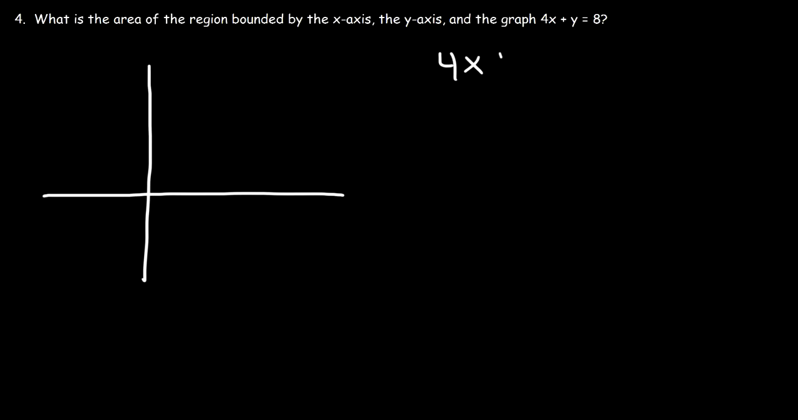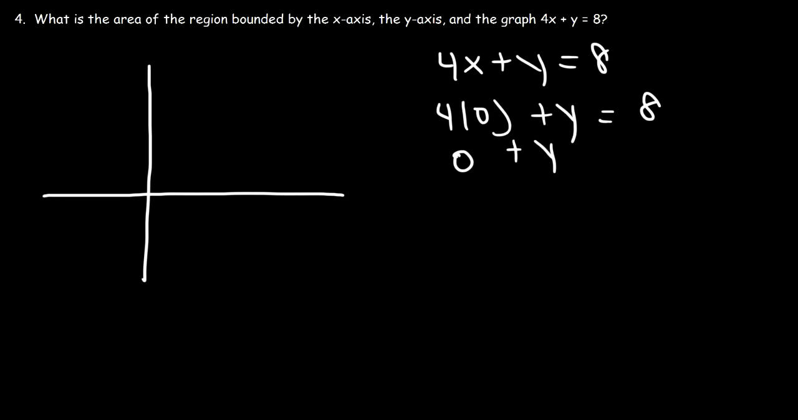So let's start with the y-intercept. How can we calculate the y-intercept of this equation? In order to find the coordinates of the y-intercept, replace x with 0 and solve for y. So 4 times 0 is 0, and so we can see that y is equal to 8. So the y-intercept is (0, 8) because we replace x with 0.